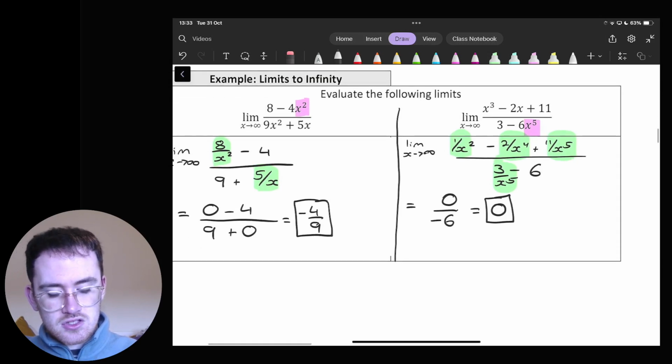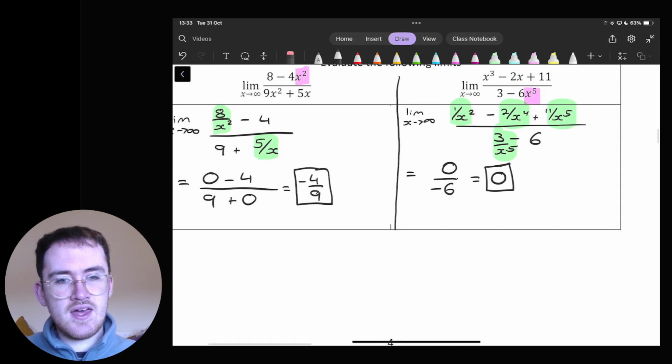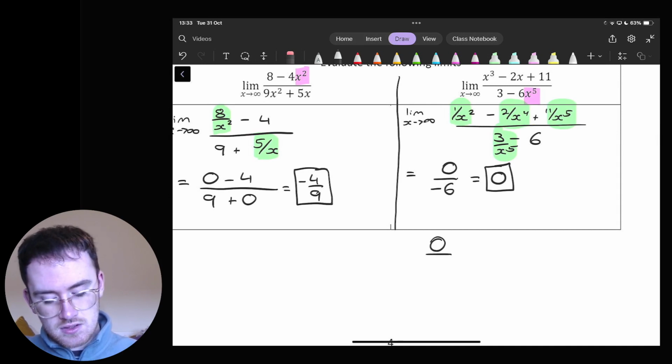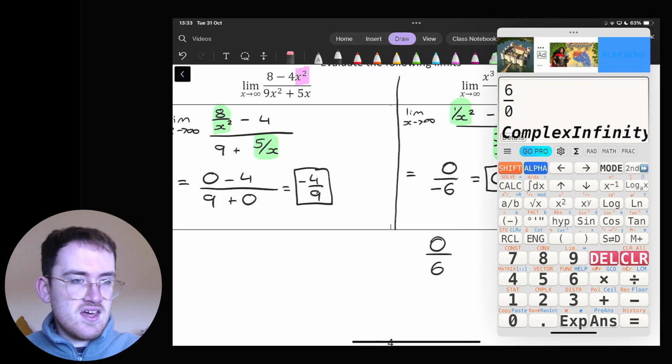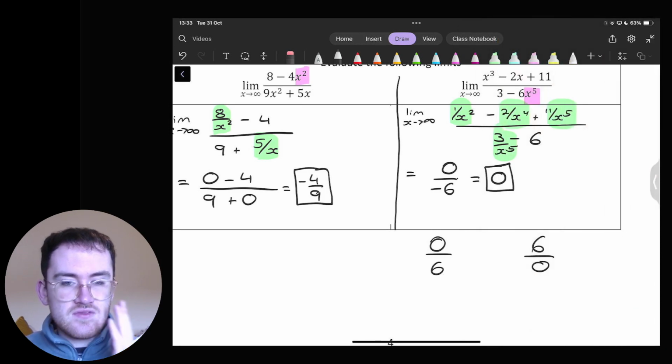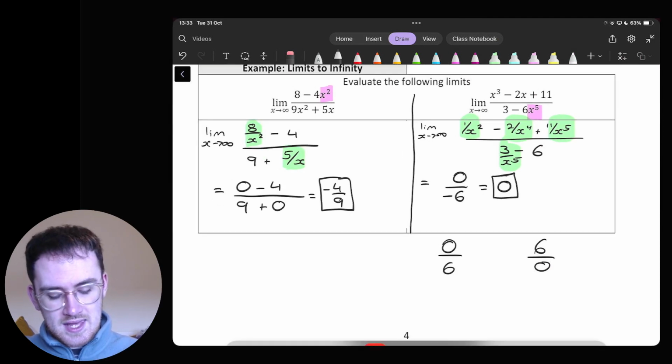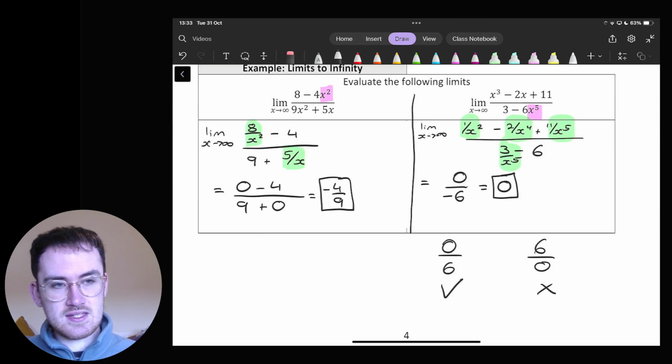An important thing to note there, just a kind of aside, we can have 0 over something, but we can't have something over 0. That comes back to what we were saying earlier. 0 over 6 is 0, but 6 over 0 is undefined. Okay, they're saying complex infinity, it's undefined. It's not that we don't have a defined value for that. So we can have this, but we cannot have this.